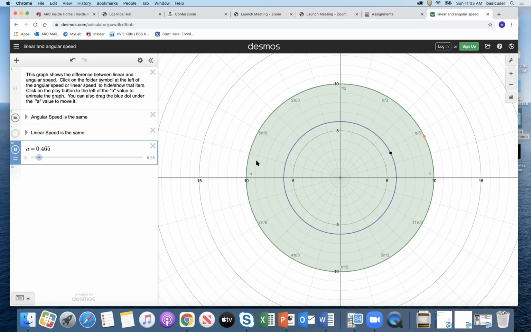However, if you compare the two dots, you can see that the orange dot is going faster than the purple one. So the orange dot would have a greater linear velocity than the purple dot. So that's what we're talking about. We're going to put some formulas to this and do some examples. So let's jump to the handout for that.